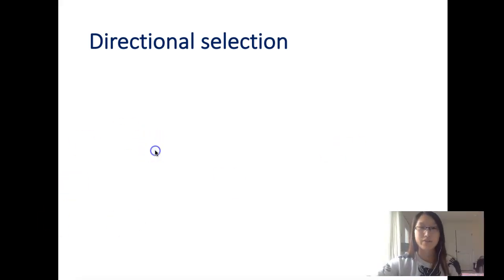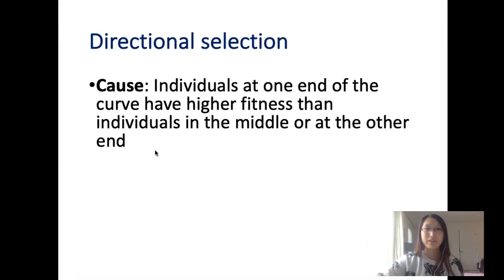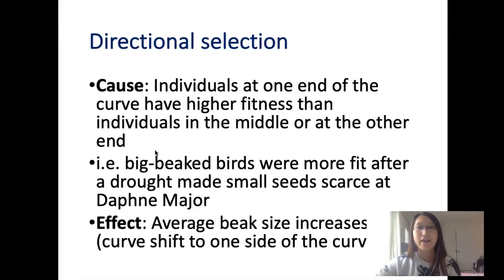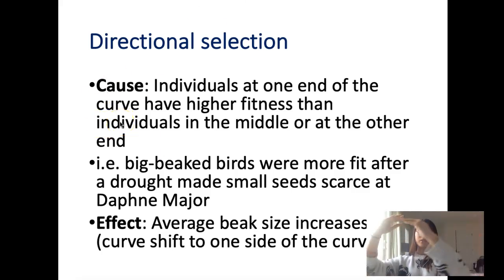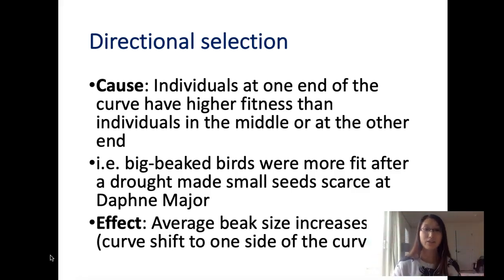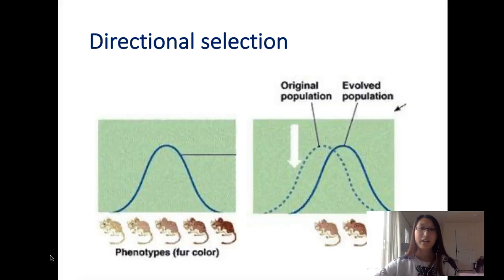Now we can quickly click through the notes. Directional selection, the cause and the effect, make sure you read through this. Individuals at one end of the curve have higher fitness, so this curve is going to shift. For example, average beak size. The result is the average of the overall population is going to shift to that end as well, either getting bigger or smaller.